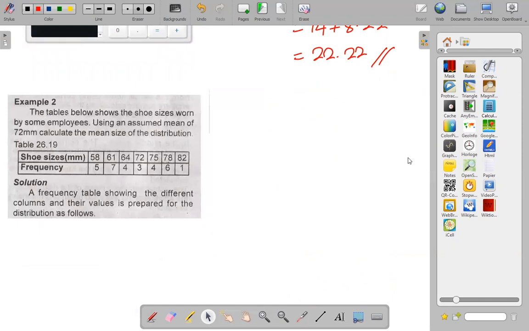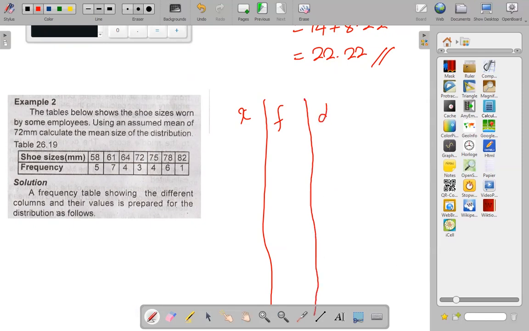The table below shows the shoe size worn by some employees. Using an assumed mean of 72 millimeter, calculate the mean size of the distribution. With this table, we'll have X, then we'll have frequency. We also need to have the deviation from the assumed mean, which is X minus the assumed mean.